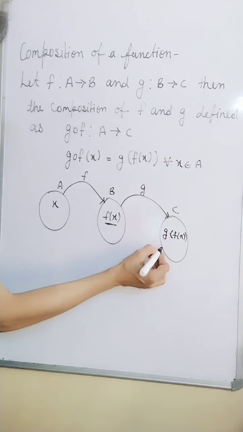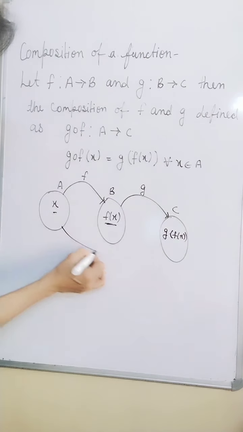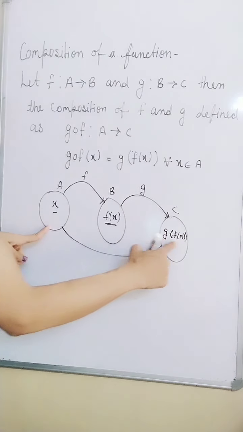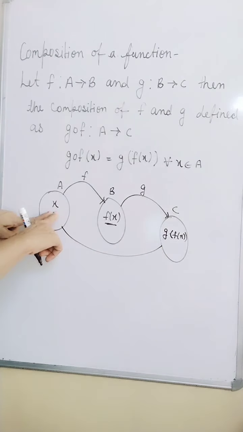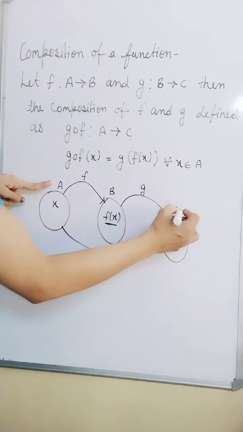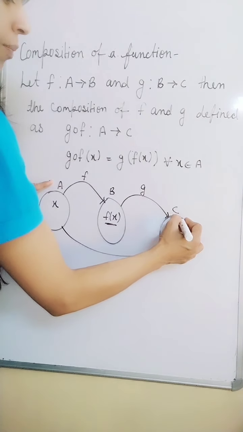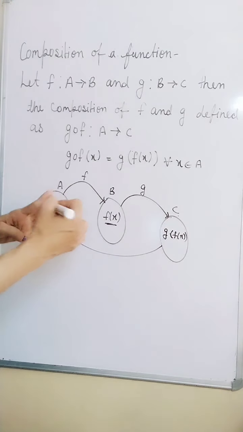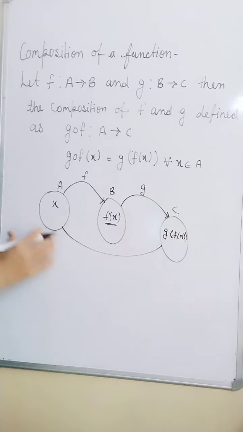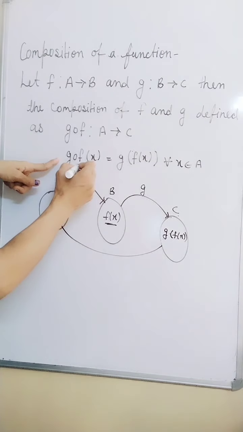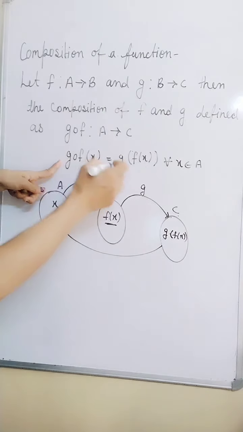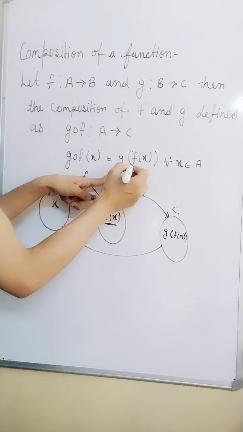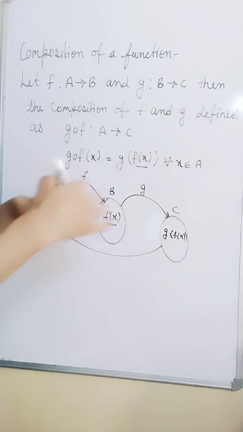And if I check the image of this element in this set, then it will be g(f(x)), right? So you can say that composition means the images of the elements from set A in set C are representing the composition of two functions. Clear? So this is the composition of two functions which is defined as g(f(x)). It means when we solve questions based on this, we will put the value of f(x) at the place of x and then solve the question.